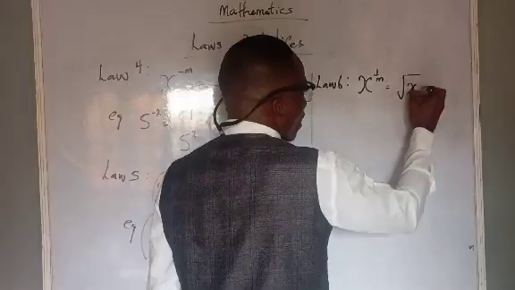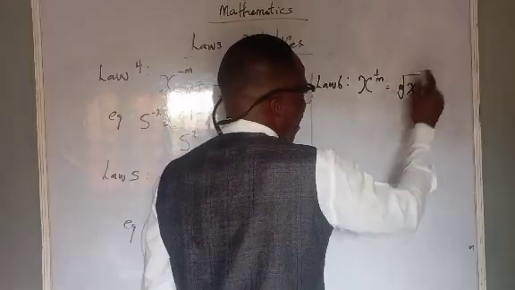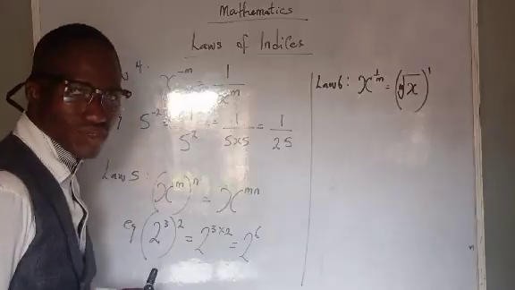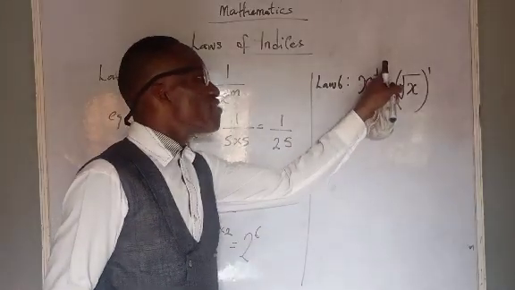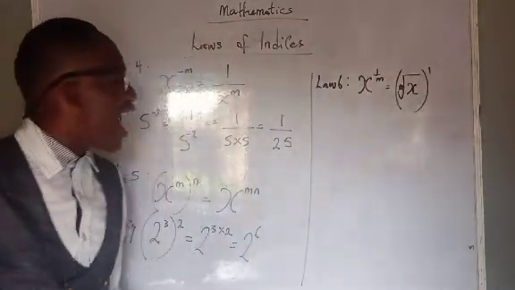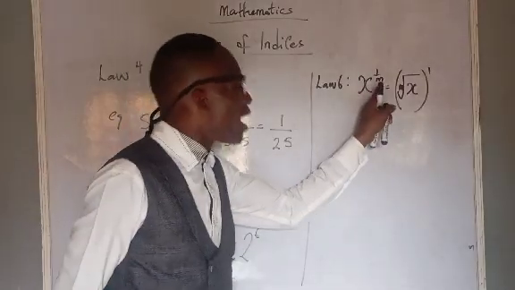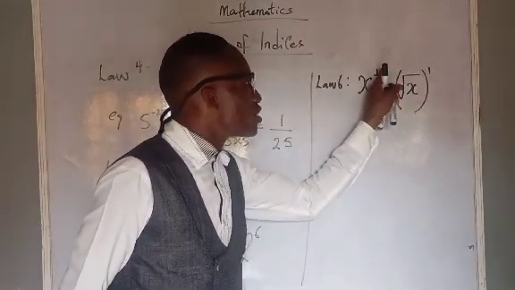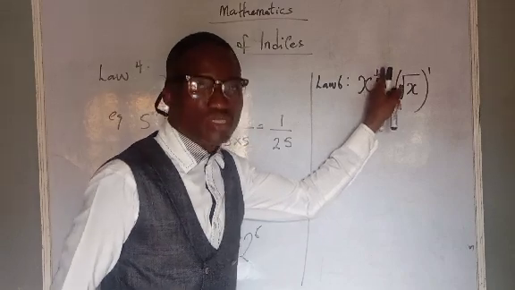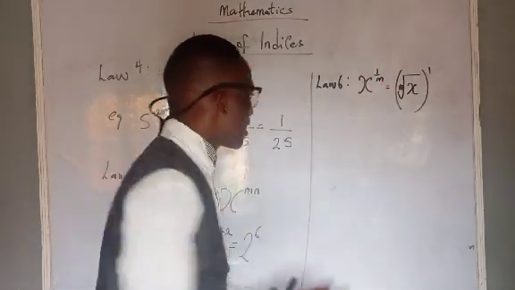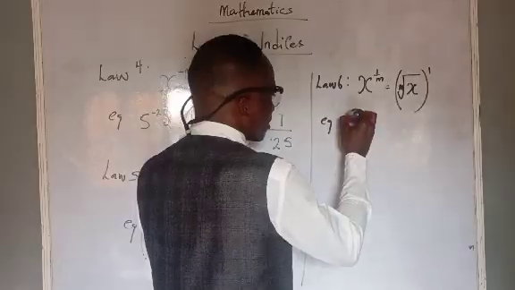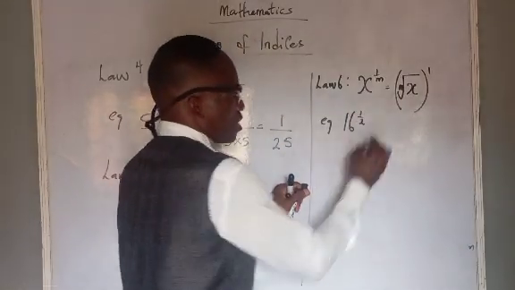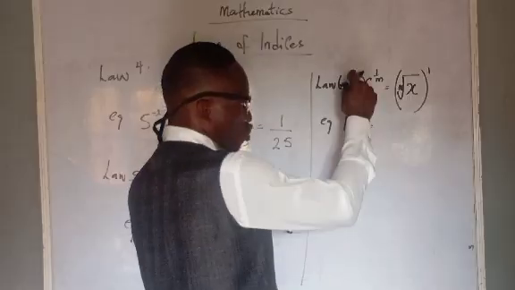root x, in the bracket, raised to the power of 1. Are you seeing the laws? When you have a fraction as your power, you make the denominator your root, and you make the numerator your power. Example, you have 16 raised to the power of 1 all over 2. I'll follow this law. This law suits it.